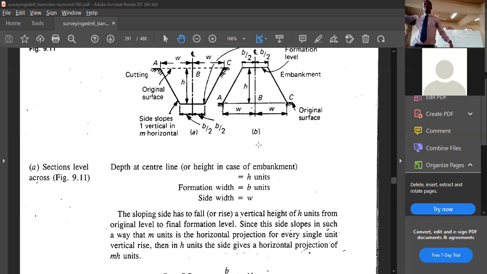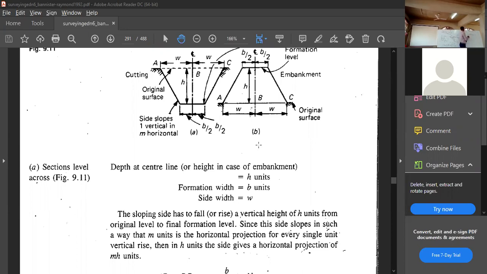Are you okay? Guys, you hear me? We don't just go and pour it there. Every part of the existing ground will be cut off, literally. So formation is the width of the actual road. When you see formation, it is denoted with B.